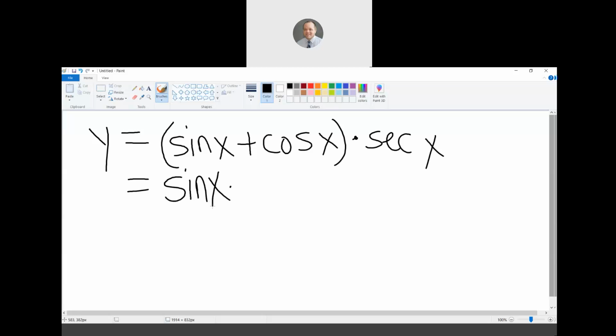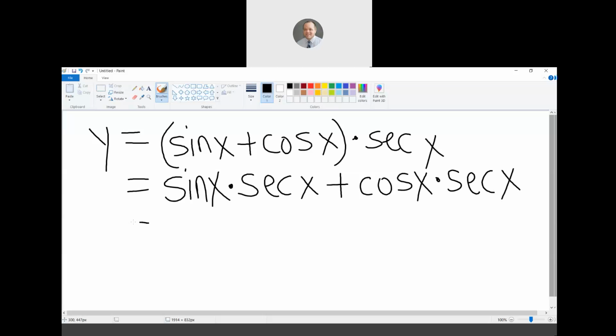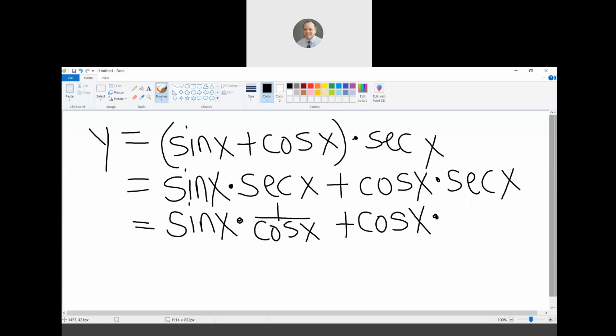So we have sine of x times secant x plus cosine x times secant x. Now we know that secant x is the same thing as 1 over cosine. So let's make that substitution for each secant. Now for the second part of our problem, the cosines cancel out, and that leaves us with just 1. Sine over cosine is tangent x.